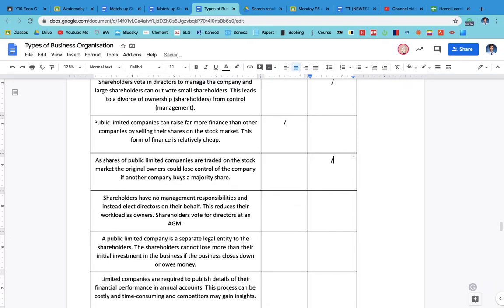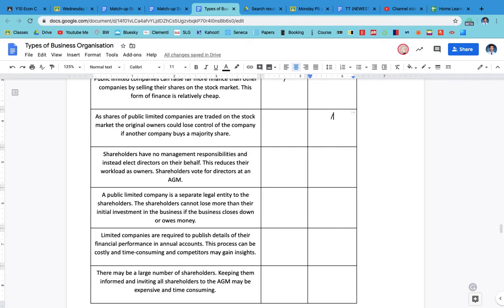Yep, so it's a disadvantage. There could be something called a hostile takeover. So if a company releases too many shares on the stock market, then they might be subject to a hostile takeover, which means that a competitor buys up all the shares and takes control of the company. Okay?